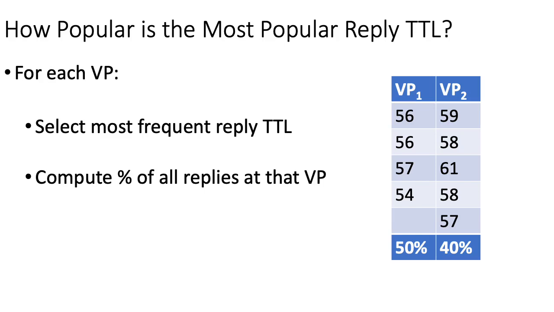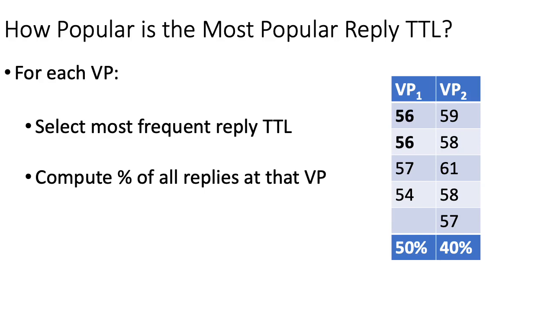After pinging all of the addresses in the common successor groups, I tried to get a sense for the reply TTL space in these experiments. What I did was for each vantage point, I selected the most frequent reply TTL and then computed the percentage of all replies at that vantage point accounted for by that most frequent reply TTL. Now I recognize that was a confusing sentence, so I'll try to explain it through an example.